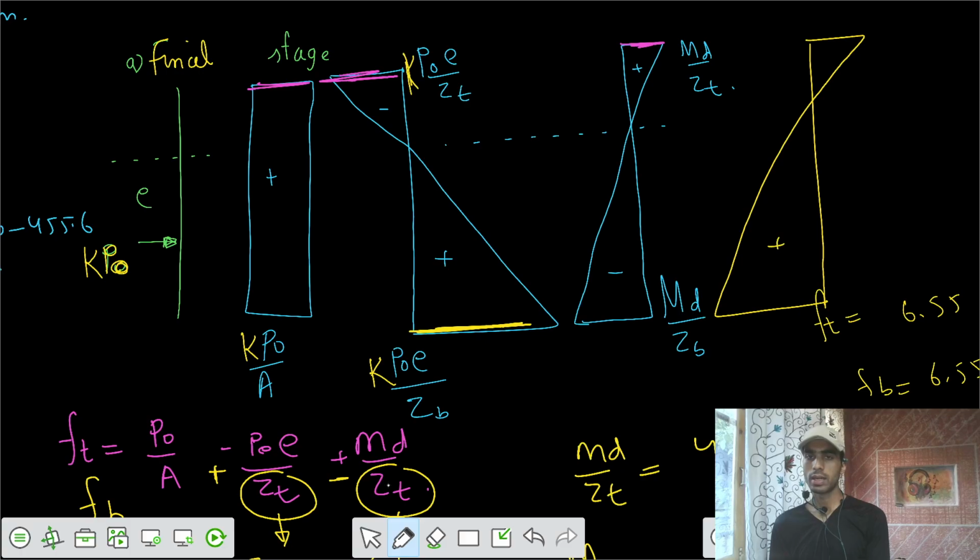So that's tensile and top compressive. Here we have M live by Z bottom, Z top, and at the bottom I will write M live by Z bottom. We need to also add that stress.